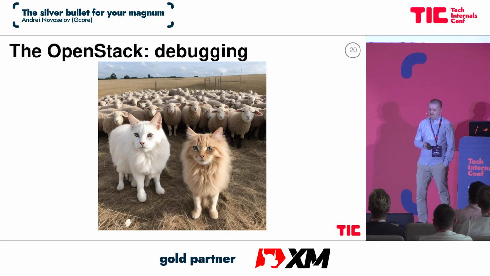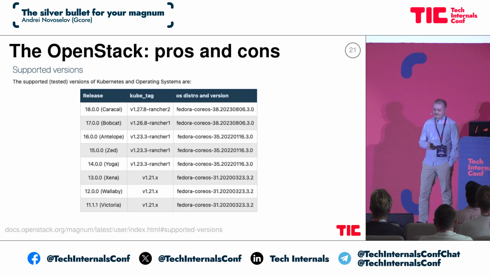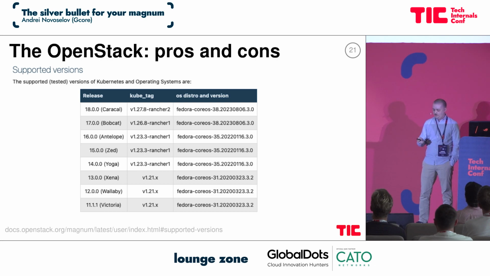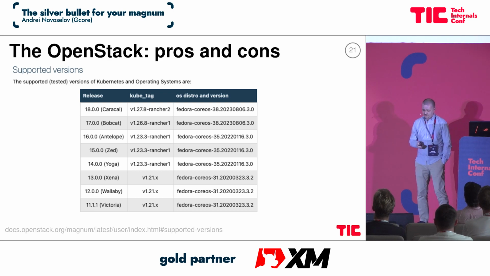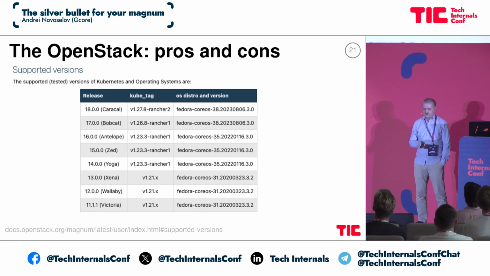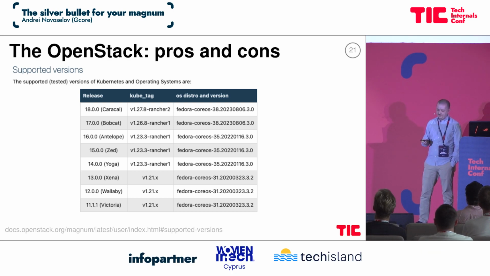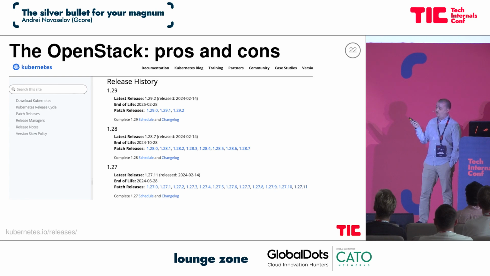So working with Magnum is more like working with pets versus working with cattle. So another con of Magnum: the Kubernetes version support. For example, right now we are on the Z, and it's only 1.23. But even if you get to the latest Magnum version, it will support only Kubernetes 1.27. And this screenshot was done 2 days ago. And yesterday we had the release of 1.30. So it's a little bit outdated.